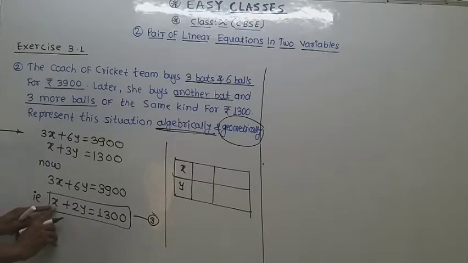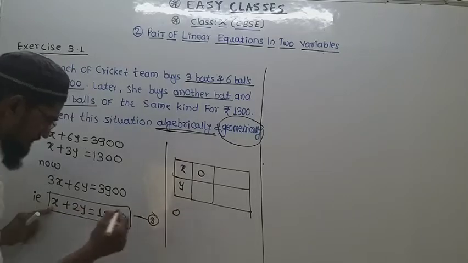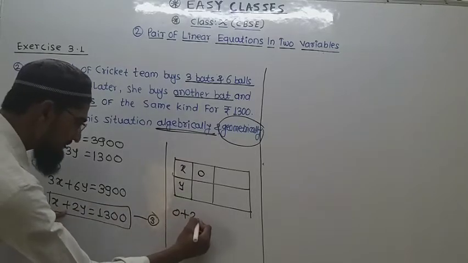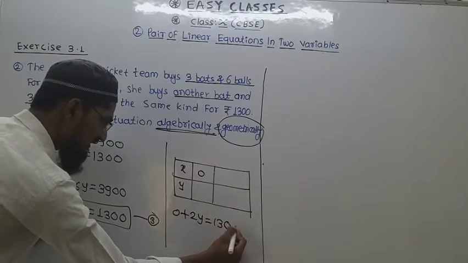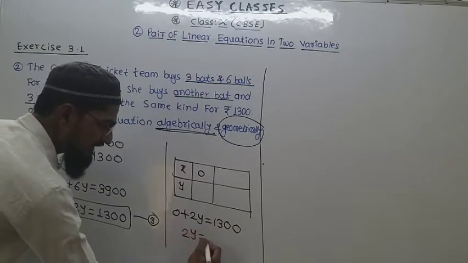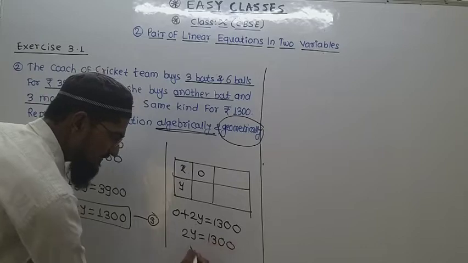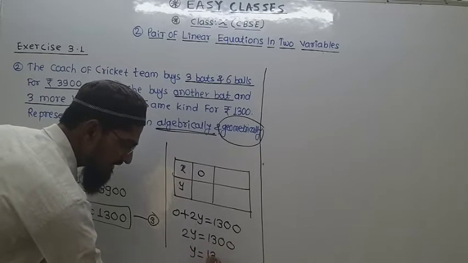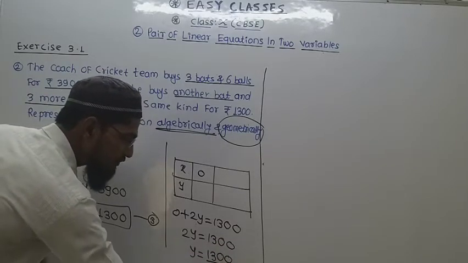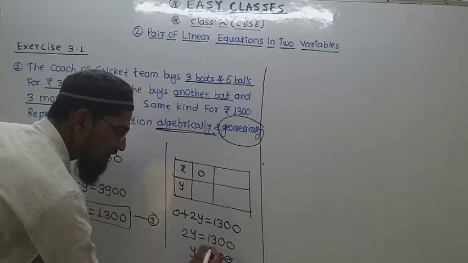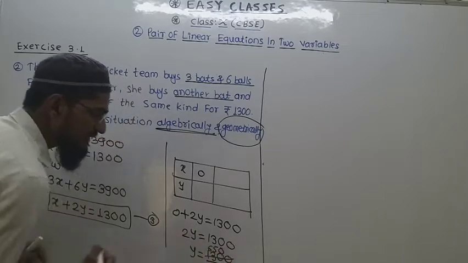So if I take 0 here, then which value do we get for y? Look, 0 plus 2y is equal to 1300. So 2y is equal to 1300. That means y is equal to 1300 divided by 2. So it becomes 650.